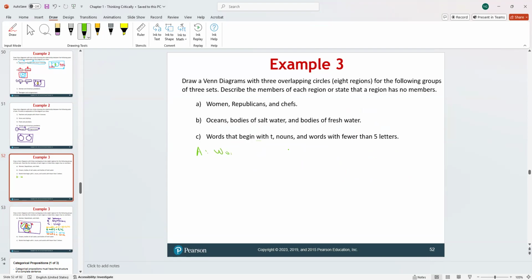Words that begin with T. Okay, B: words that begin with nouns. C, I mean three sets, I choose it: words with fewer than five letters.